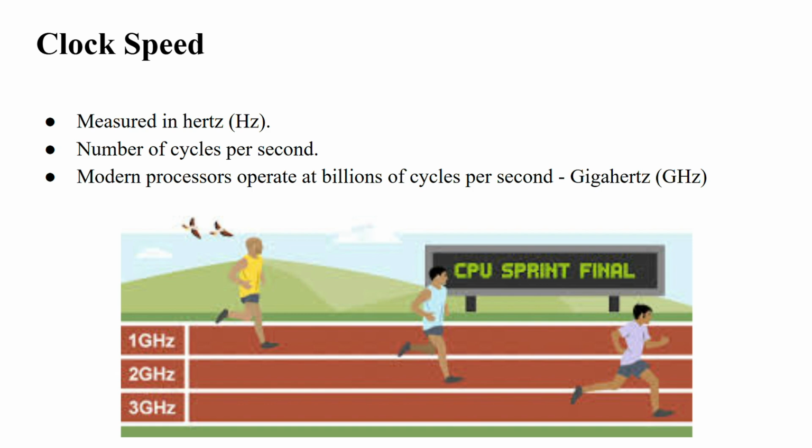Clock speed is measured in hertz, the number of cycles per second that the CPU can carry out, and modern processors run at billions of cycles per second, gigahertz. So the more hertz it can do, the faster it will be, and you really want to be in the gigahertz range, because that's where we are nowadays.